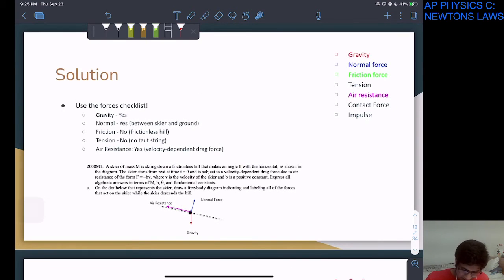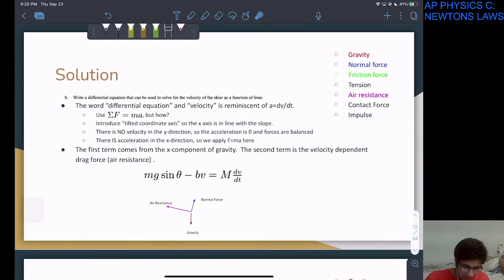So that was part A. Part B, okay. Write a differential equation that can be used to solve for the velocity as a function of time. This is very similar to the question that we did earlier, a little bit different there. So the words differential equation and velocity are reminiscent of, if you think of velocity in differential form, acceleration is the derivative. So we can use F equals ma, but how do we do this?